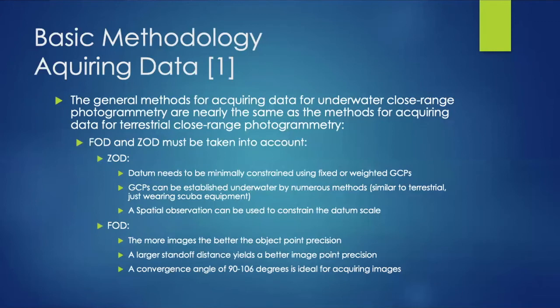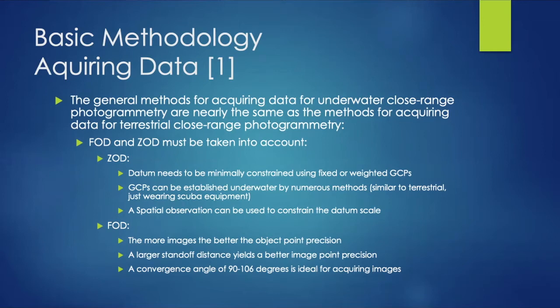The general methods for acquiring data for underwater close-range photogrammetry are nearly the same as the methods for acquiring data for terrestrial close-range photogrammetry. The first order design and zero order design must be taken into account. For the zero order design, the data needs to be minimally constrained using fixed or weighted GCPs. GCPs can be established underwater by numerous methods, similar to terrestrial, just wearing scuba equipment.